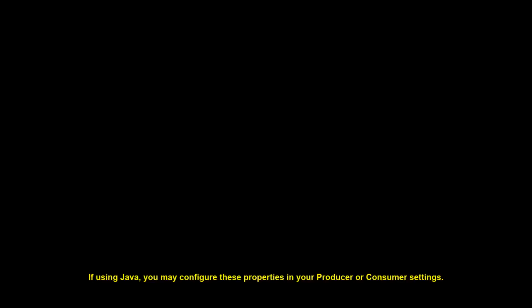If using Java, you may configure these properties in your producer or consumer settings. For other programming languages, follow the equivalent method to include these authentication settings. Once your configuration is complete, run your Kafka client to connect to Confluent Cloud.